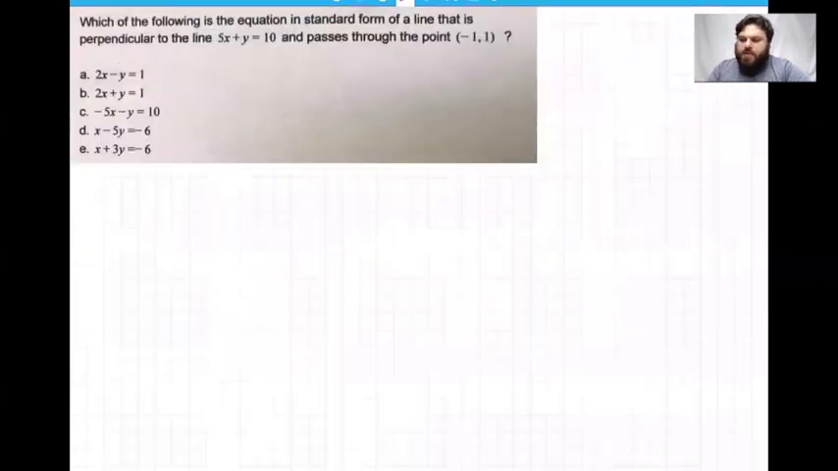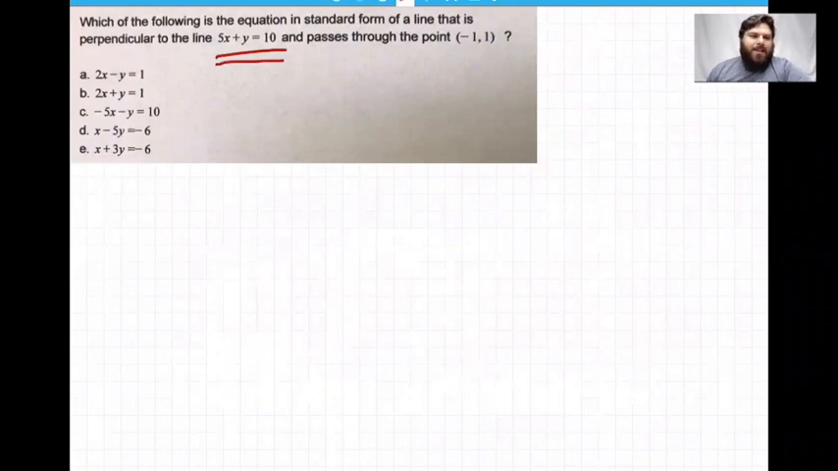All right, which of the following is the equation in standard form of a line that is perpendicular to the line 5x plus y equals 10 and passes through the point negative 1, 1? All right, so we know we can find the slope of this line. And then we know that the line that I'm trying to find is perpendicular to that line. So remember, we would use the negative reciprocal or negative flip of that.